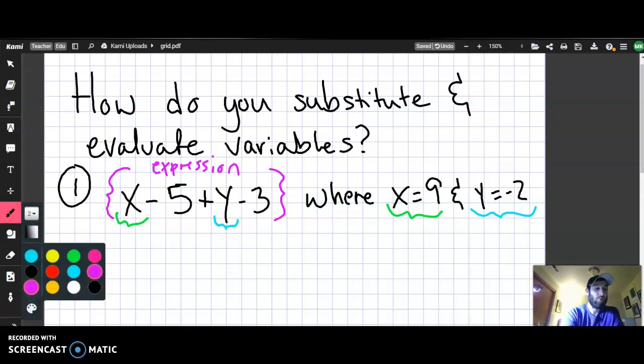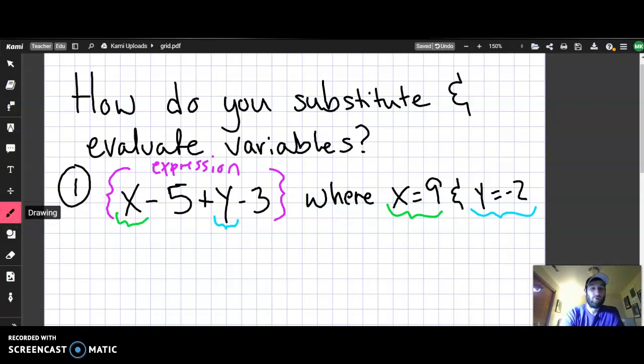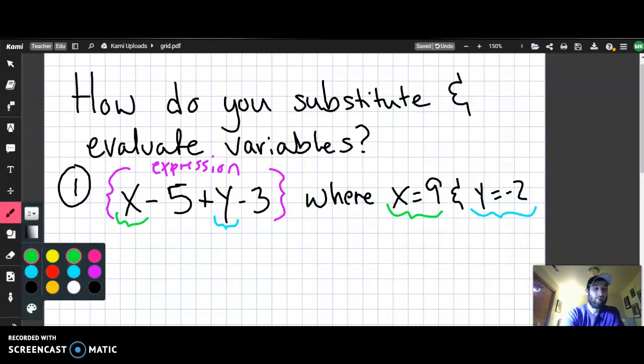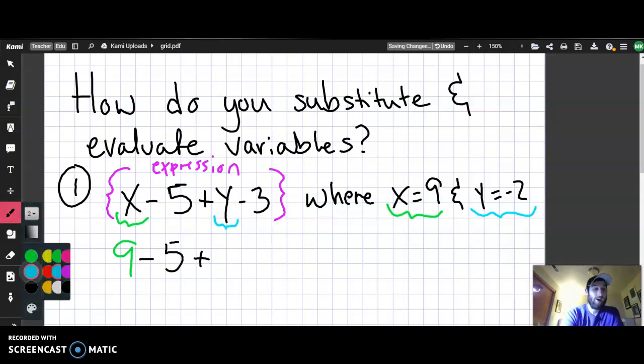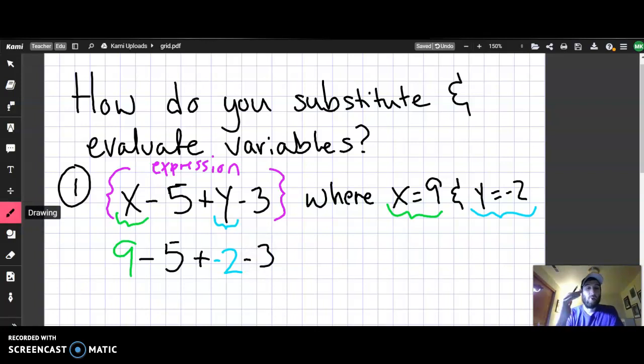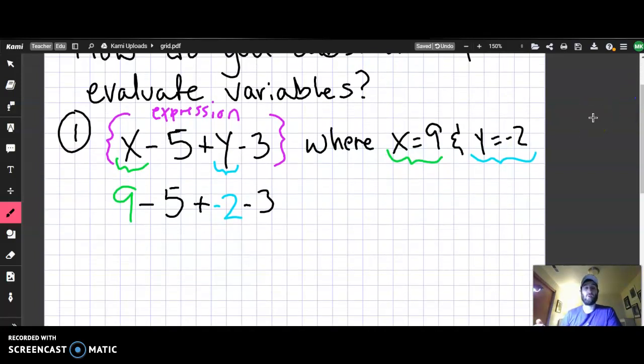So let's just rewrite with our expression first. So we have our x value, which is 9, substituted in, and then I'm rewriting everything else. Minus 5 plus. Now our y is -2 plus -2. Now ending that off with -3. So everything's the same about our expression, but the x we replaced with 9, we substituted in that 9, and for y we substituted in that -2. Everything else from here is just combining our like terms, working through that.